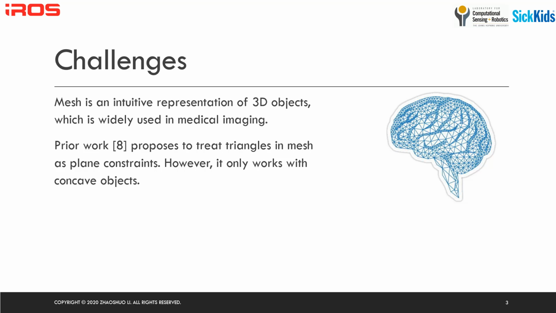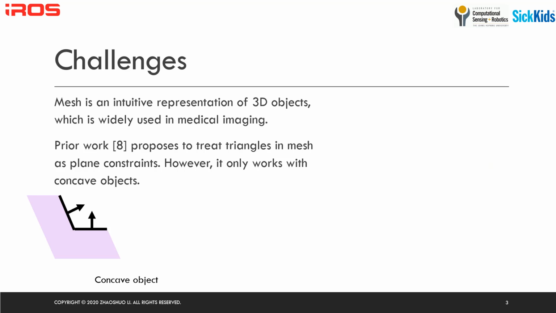Prior work proposed to treat all triangles as plane constraints to force the tool to be on the positive side, such that a protection layer is built around the anatomy. However, this is ill-posed and only works with concave objects. To demonstrate the idea, we use 2D geometries, where black lines indicate the triangles, the black arrows indicate the face normal, and the blue region is the anatomy.